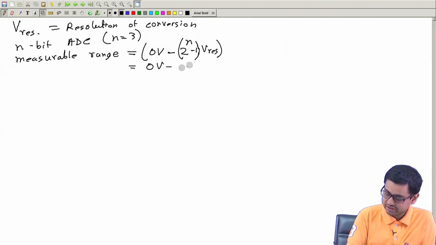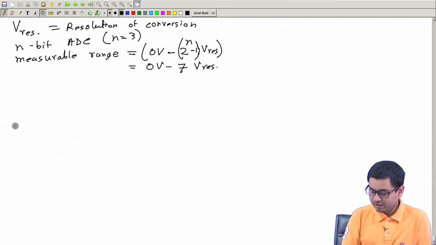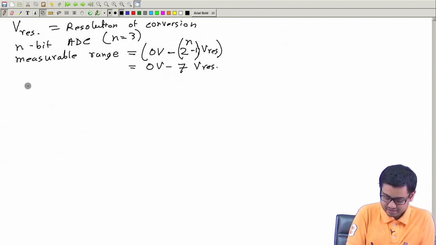So, this is the range, so this will be 0 to 7 volt. Okay. Now, let us see the circuit.